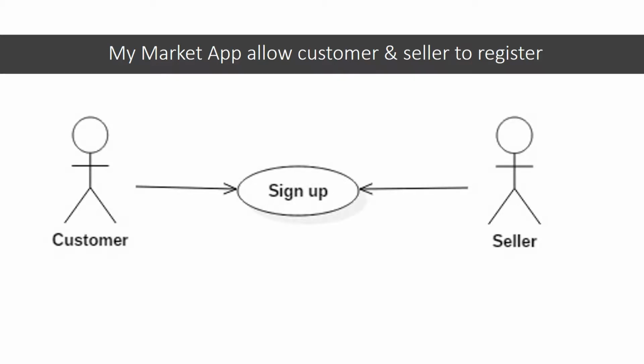This is the use case for sign up. My Market Apps allow customer and seller to register. Firstly, customer and seller need to select sign up as customer or sellers and key in the names, email, and contact number and set the password.